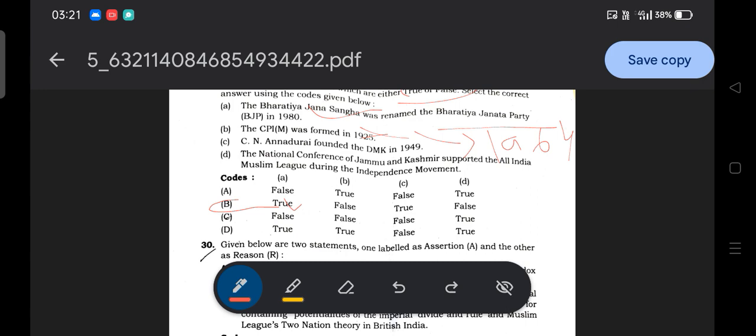This one is true. BJP was 1980, and the CPI was not 1925. That's why it's false. And C. N. Annadurai founded DMK in 1949. Yes, it's correct, DMK 1949. This is how option B is answered.